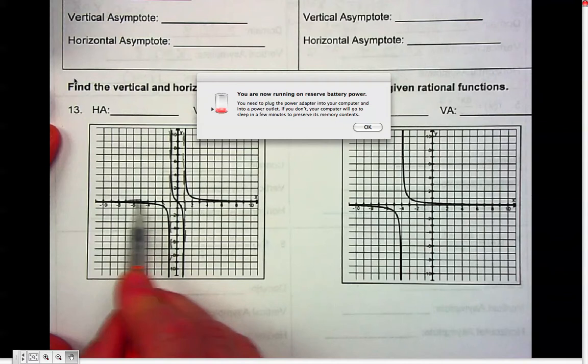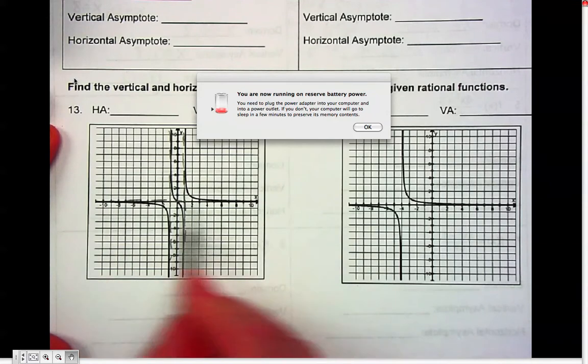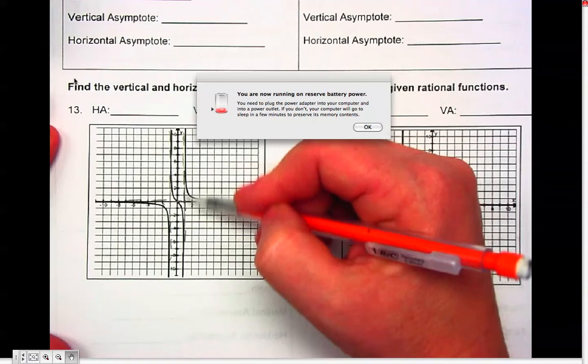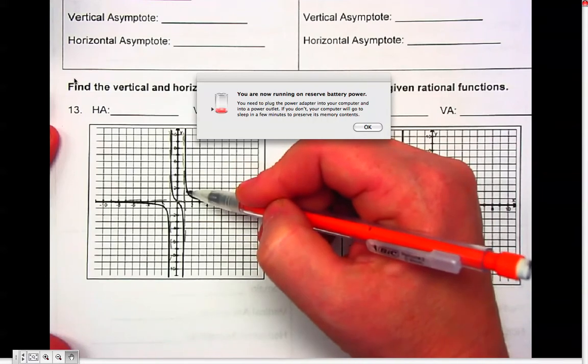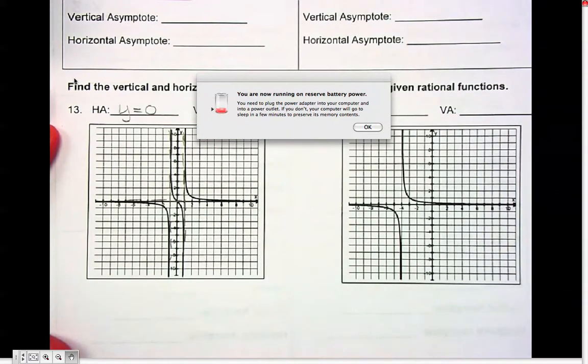It is 0, even though, look at right here in the middle, it crosses the graph. That's okay. Horizontal asymptotes can cross a graph. Verticals cannot, because vertical means that's where you're dividing by 0. Okay. But it's okay if a horizontal crosses the graph.